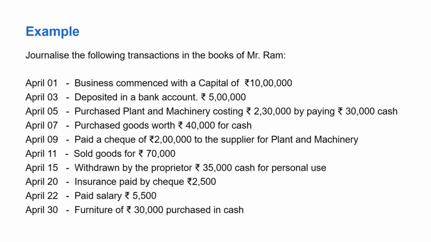You can see that on April 5th, we purchased plant and machinery costing rupees 2,30,000 and we paid only 30,000 in cash. And the remaining 2 lakh is paid on April 9th.